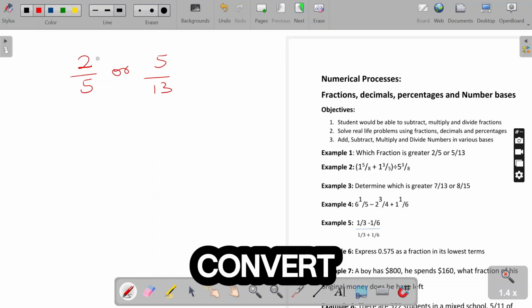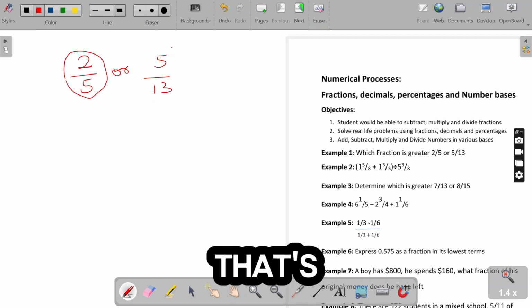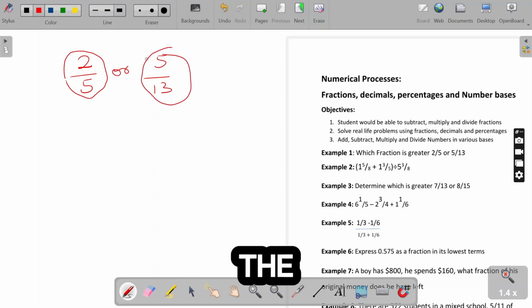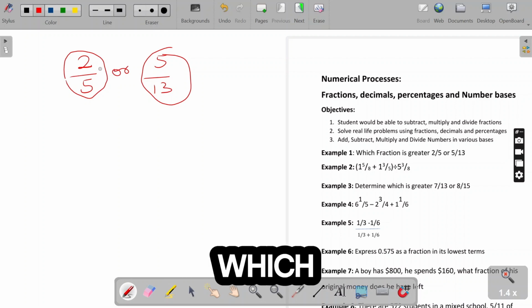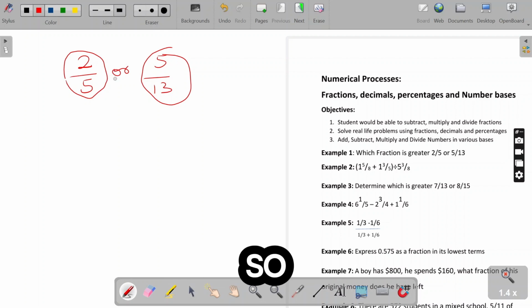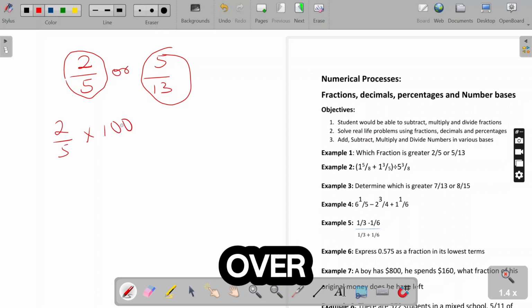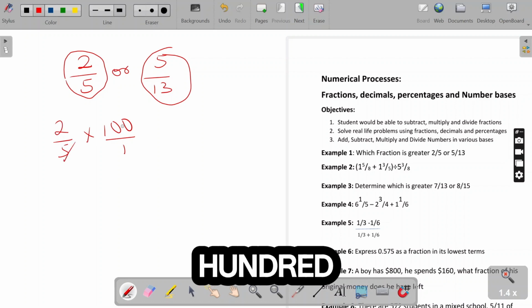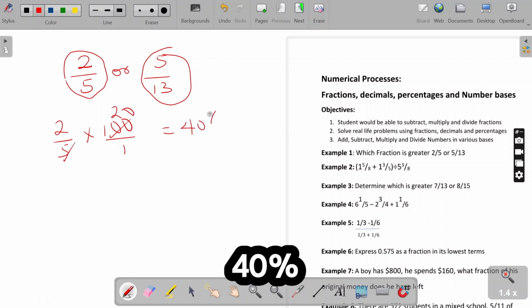You can convert this to a percentage, and this also to a percentage. Whatever you do to the left, you must do to the right. Either you convert to a percentage to check which of the two numbers is greater. What do I mean by converting to percentage? 2 over 5 means 2 over 5. Percentage means times 100, so 100 over 1. So 2 over 5 times 100 will give us 40. That's 40%.